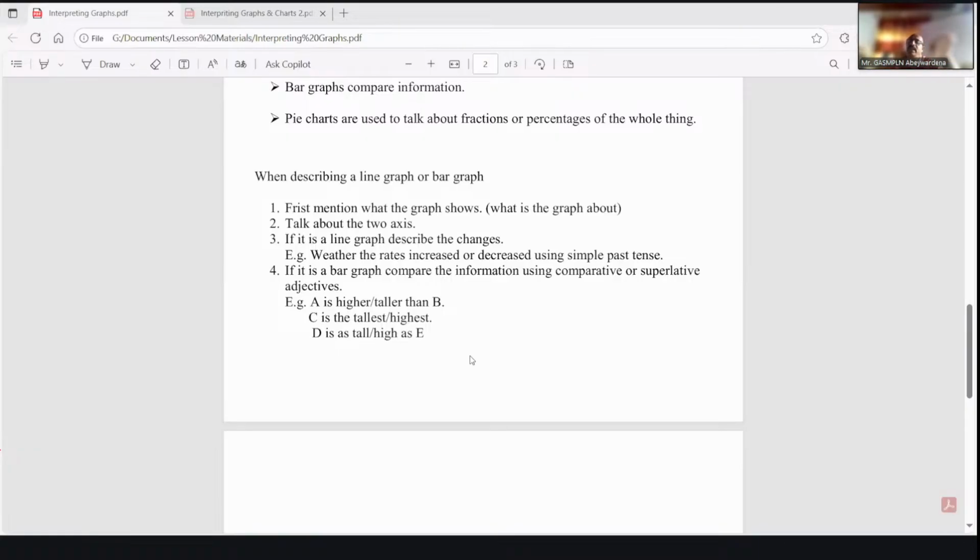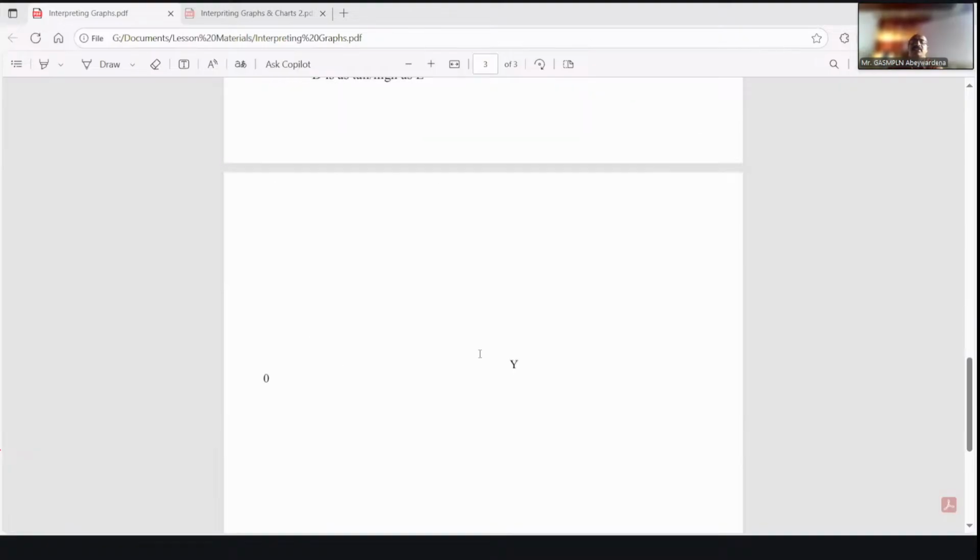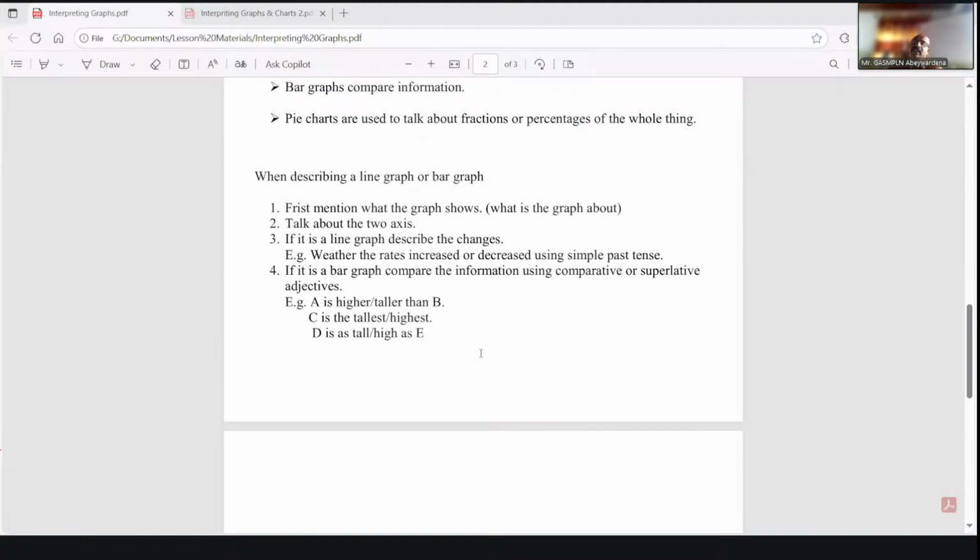Both of them are equally clever. These are some useful expressions we need to use when describing bar graphs. You compare. Remember, these things are needed, especially in academic writing as well. So that is the basic theory we need to discuss.